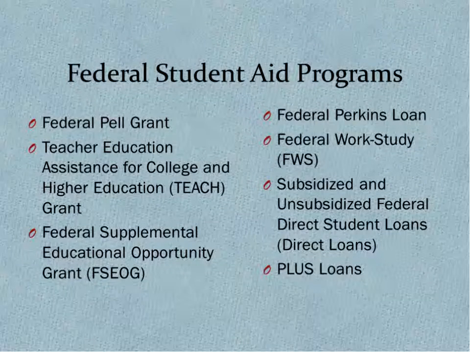So to start with, let's talk about the federal student aid programs. There are a number of different programs offered by the federal government, some in the form of grants and some in the form of loans and work study. The grant options for federal aid include the federal Pell Grant, which is the most common grant.